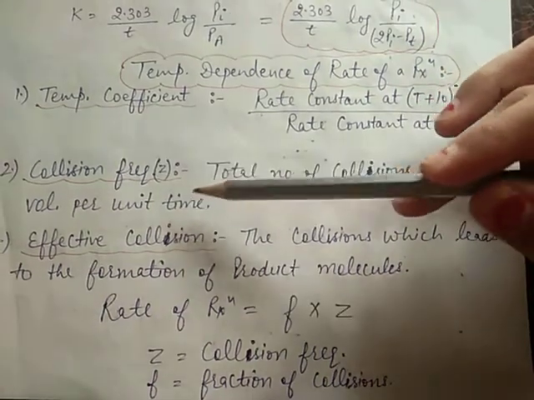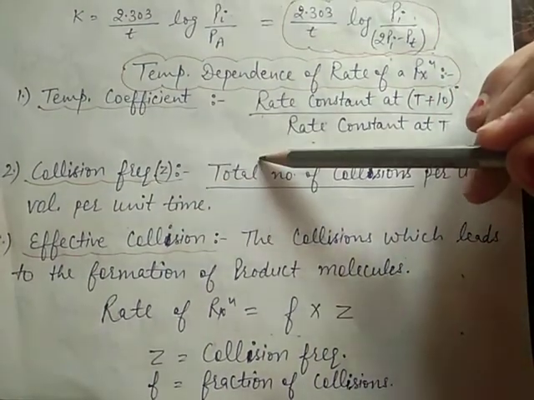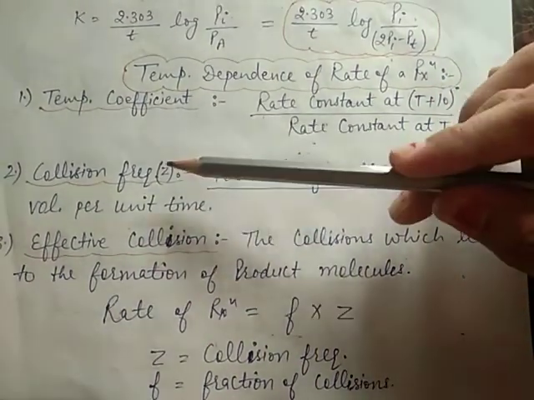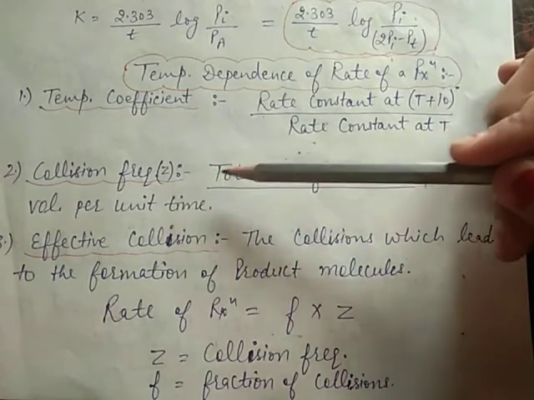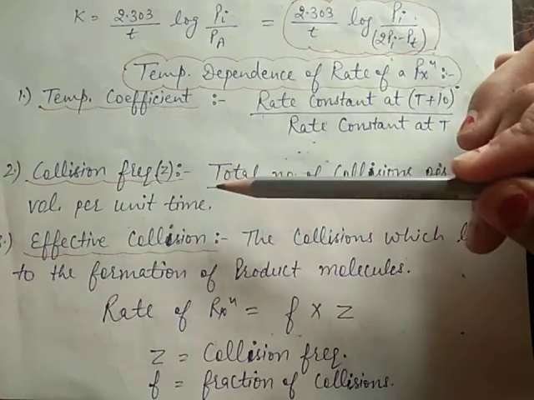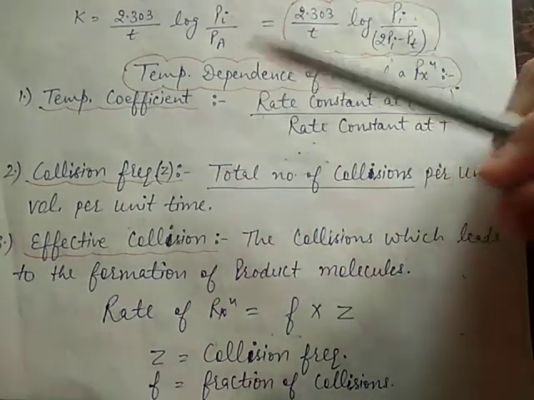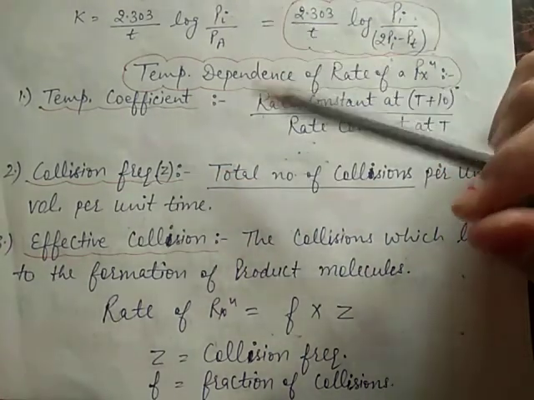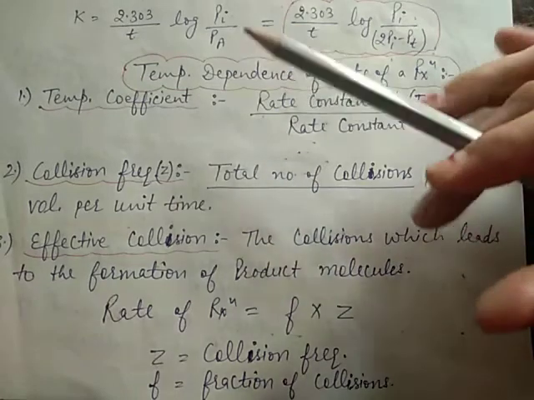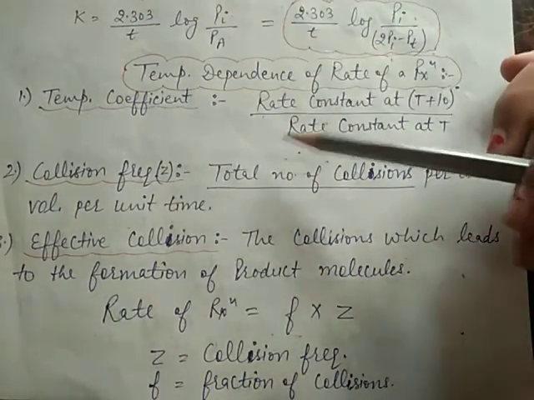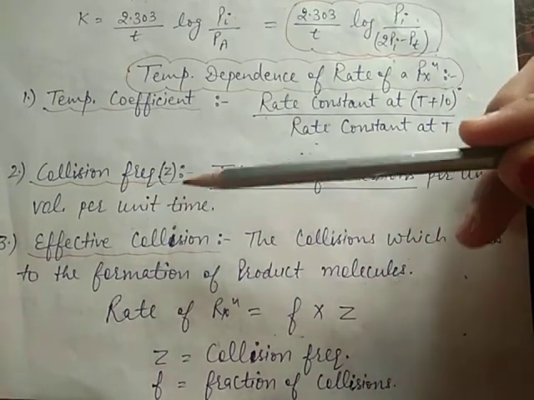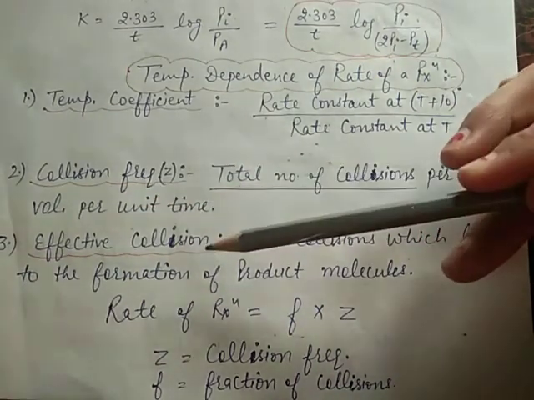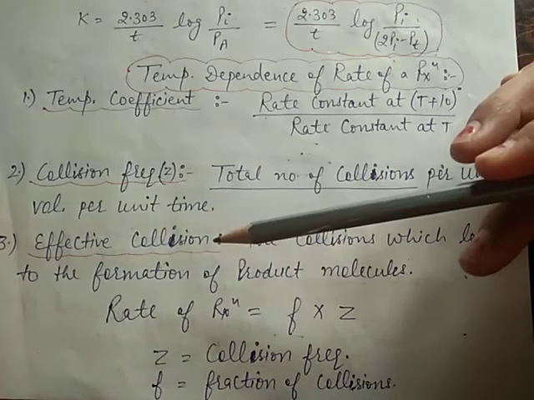Now next is collision theory. Collision theory states that for a reaction to occur, there must be collisions between the reactant molecules. It means when the reactant molecules collide with each other, some collisions take place. So these collisions may be effective or ineffective, which depends on the reaction conditions.